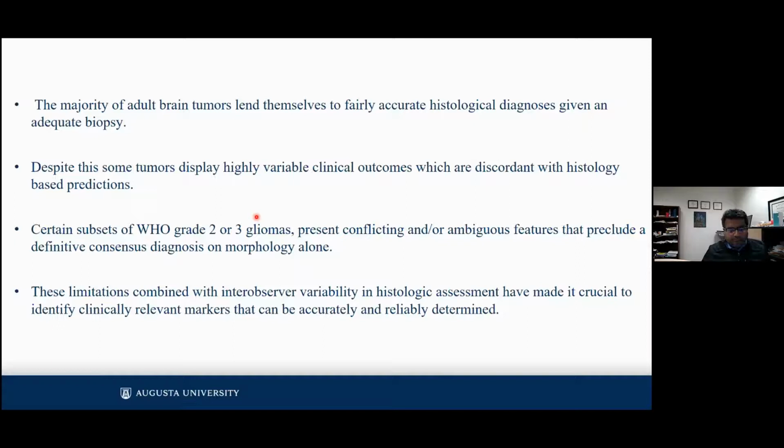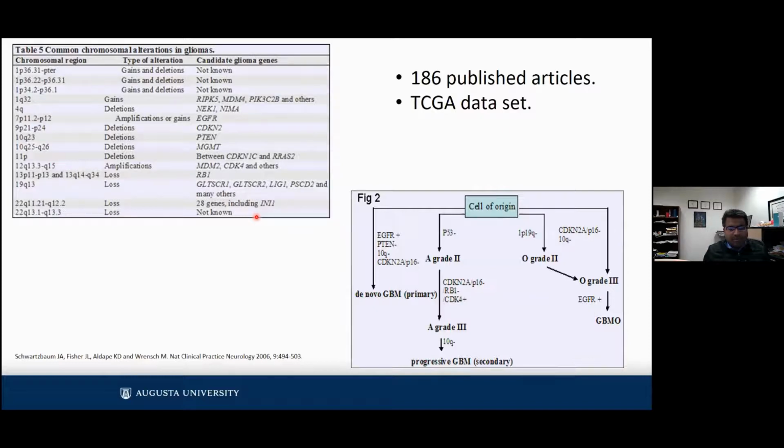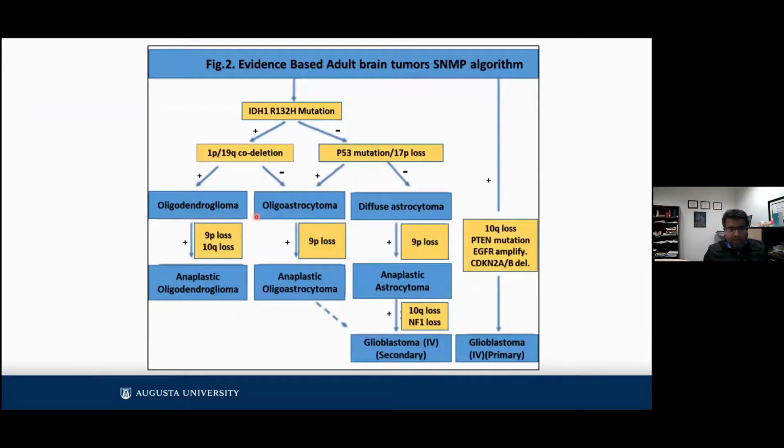But based on the TCGA data, we have identified that especially the WHO grade 2 and 3 gliomas have a split survival, and this has led us to go into the molecular analysis of adult brain tumors for diagnosis as well as prognostications. So there are multiple papers which have been written in the past as well as been adapted. So we went through a whole bunch of published articles and their genomics on top of the TCGA data set, and we put together our own algorithm of looking at these tumors in the lab.